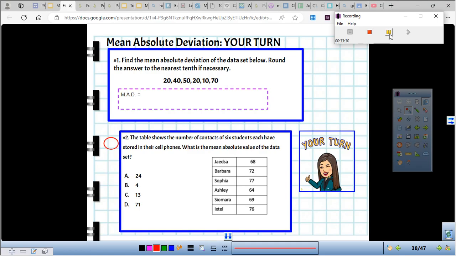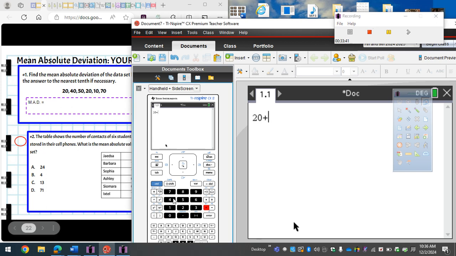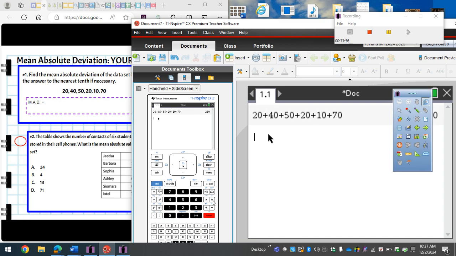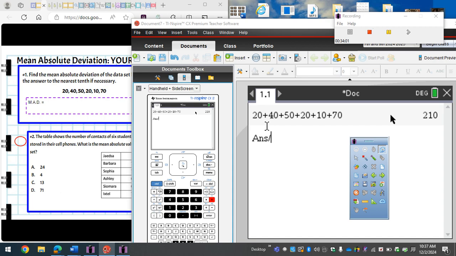Let me get a calculator. Let me just get it set up here. So what I'm going to do first is add all the numbers up: 20 plus 40 plus 50 plus 20 plus 10 plus 70. Just because they're pretty big and spread out, it's going to be a bigger number, right? Now I divide it by how many numbers there are. 1, 2, 3, 4, 5, 6. Divide by 6 and put a decimal.